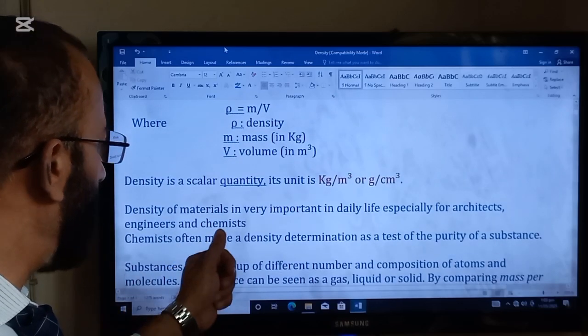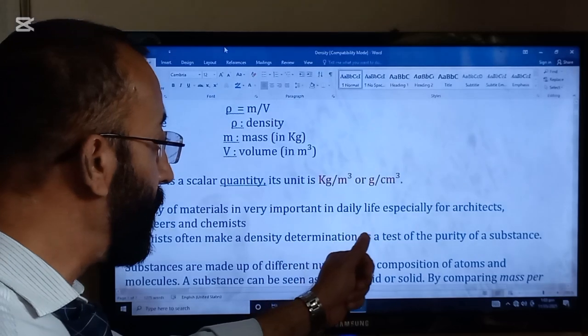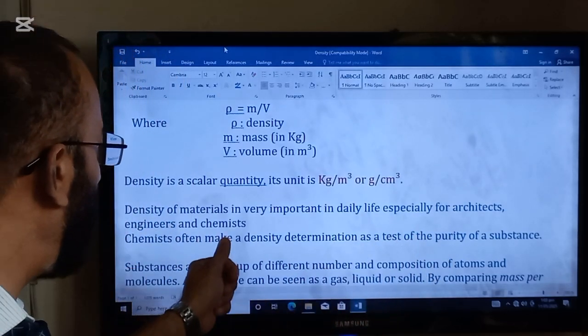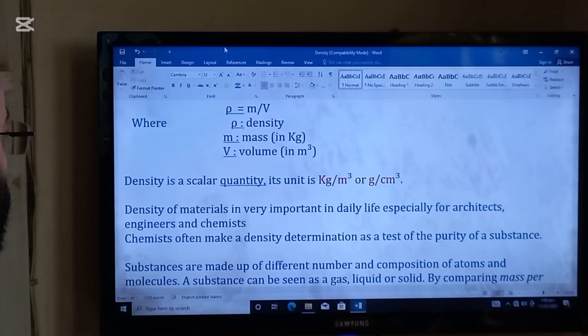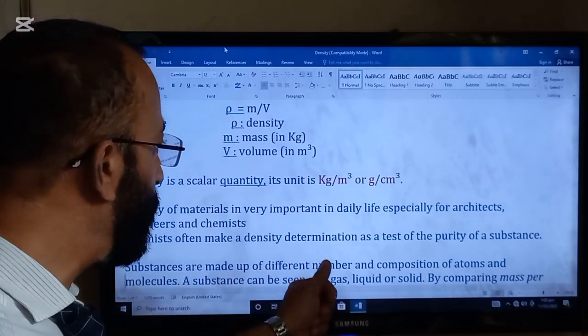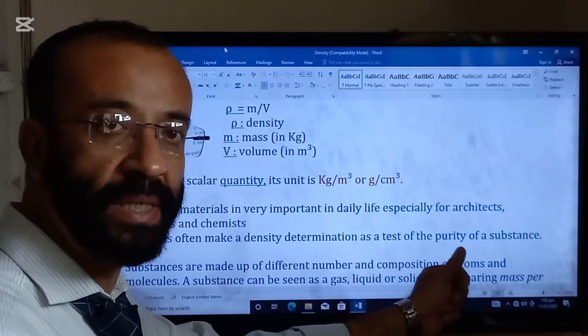Density of materials is very important in daily life, especially for architects, engineers, and chemists. Chemists often make a density determination as a test of the purity of the substance.